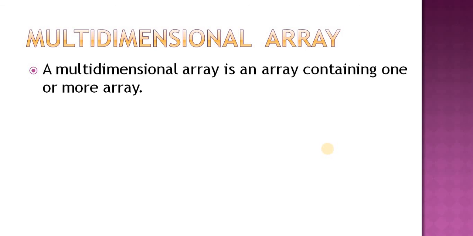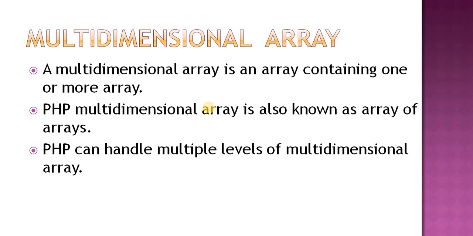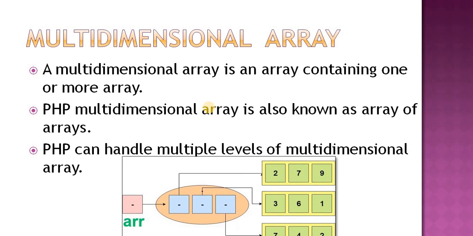The last type of array is the multi-dimensional array. A multi-dimensional array is when one single array is holding another subarray. A multi-dimensional array is an array containing one or more arrays. So one array will have more arrays inside it. In PHP, multi-dimensional arrays are also known as arrays of arrays. PHP can handle multiple levels of multi-dimension. So you can have a two-dimensional array, or three or four also. Let us just have a look at the diagram.